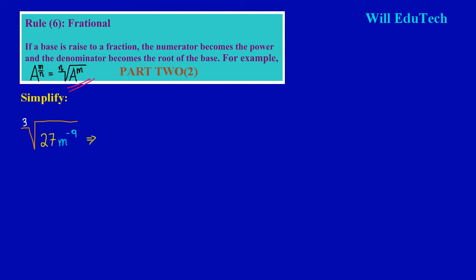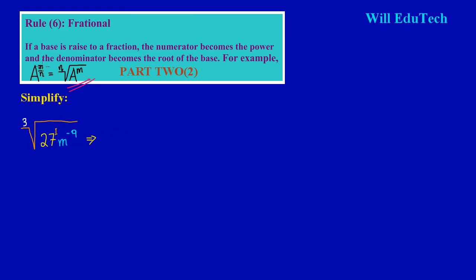Before I move, I'm just going to identify some key things. Remember that 27 is raised to the power of 1, because this would be 27 to the first power. Remember now, it's only the m that is raised to the negative 9. Only m, not 27.